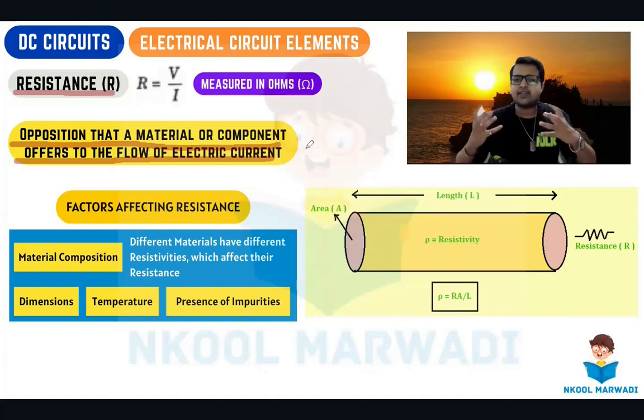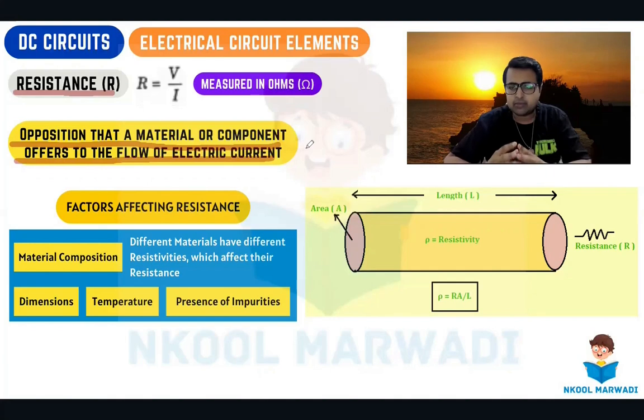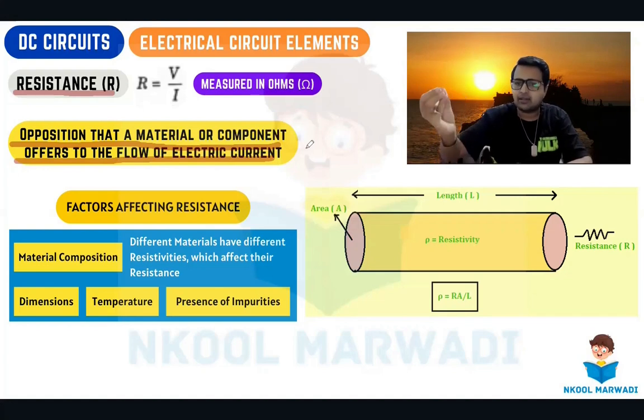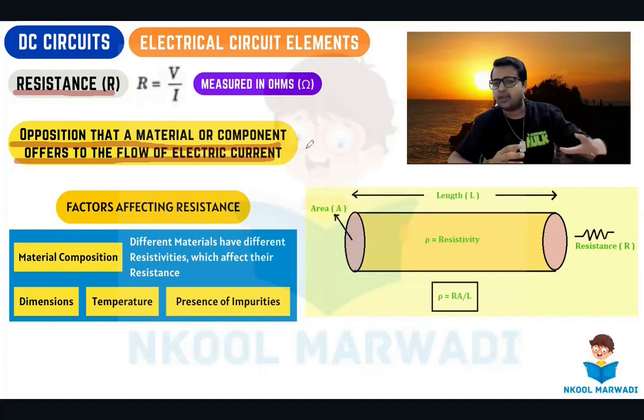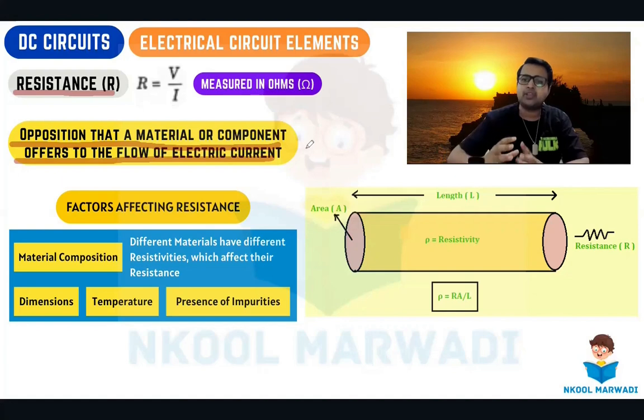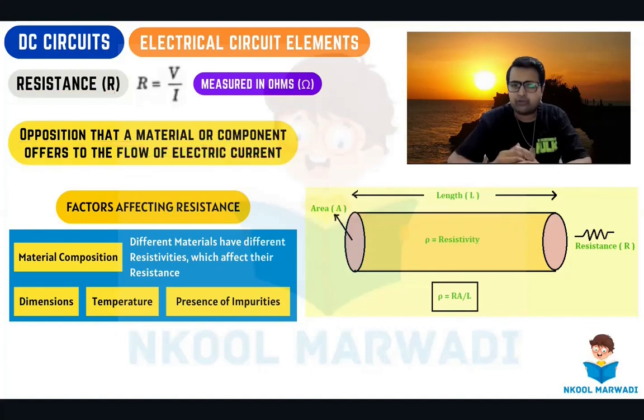Resistance is a very basic property of every medium through which electricity can pass. If electricity is passing through a medium, definitely that medium will offer some resistance. Some media may offer a very high resistance, some a very low resistance, and some an average resistance. So resistance means the opposition offered by the medium to the flow of electric current. So we got a feel of resistance.